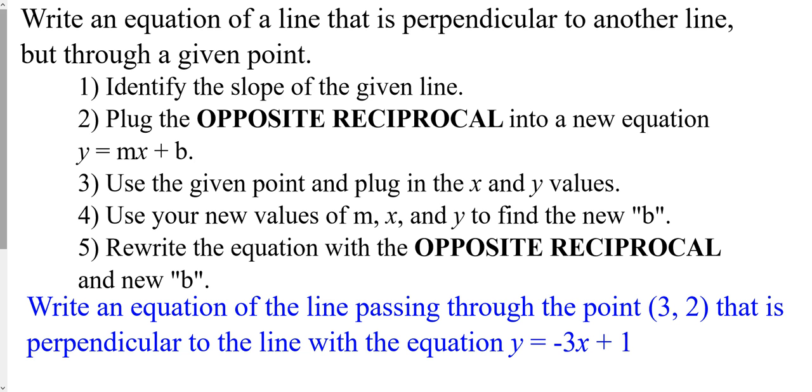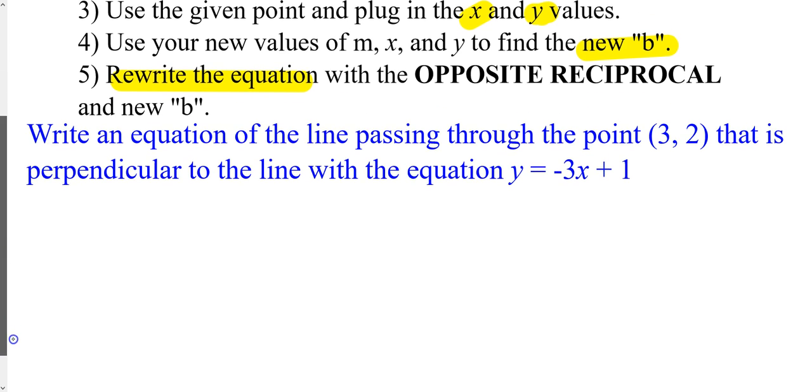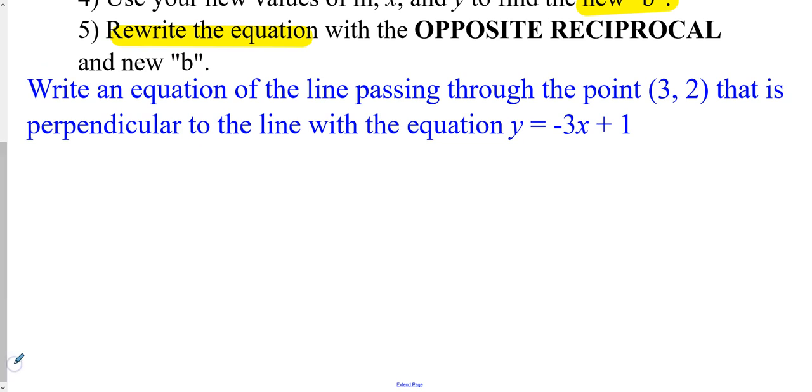For perpendicular lines, it is a lot of the same process, except the slopes of perpendicular lines are not the same. They are opposite reciprocals of each other. After you find the slope of your perpendicular line, the rest of the process is the same. We plug in for x and y, solve for b, and then we rewrite the equation. So let's do an example. Remember, you can always come back to those 5 steps anytime you get confused.